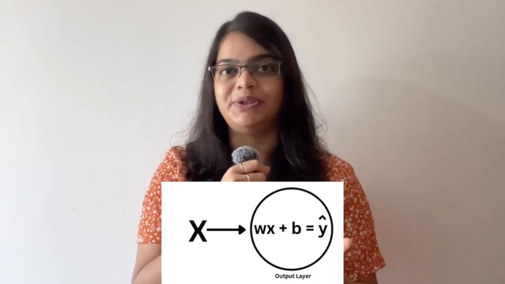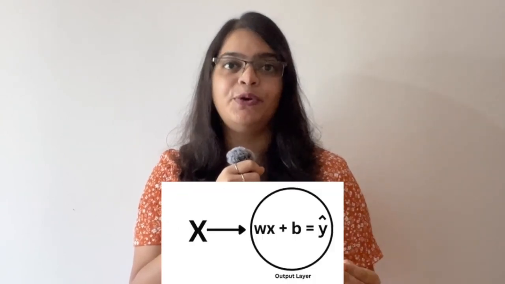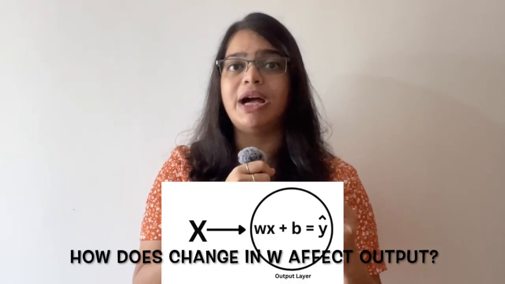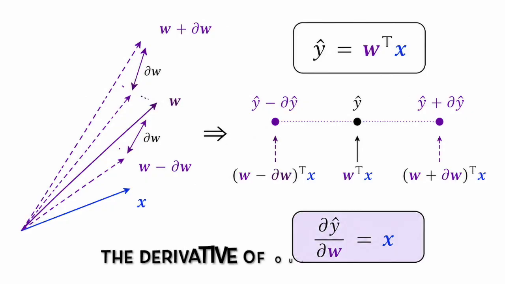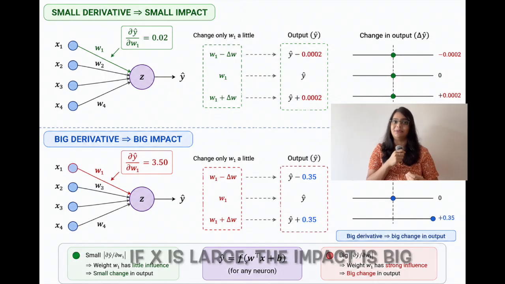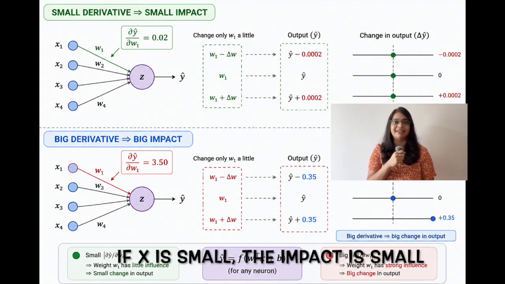Let's take a simple example. Output is equal to W times X. Now we want to know, how does changing W affect the output? The answer is the derivative, which is X. So if X is large, the impact is big. If it is small, the impact is small.